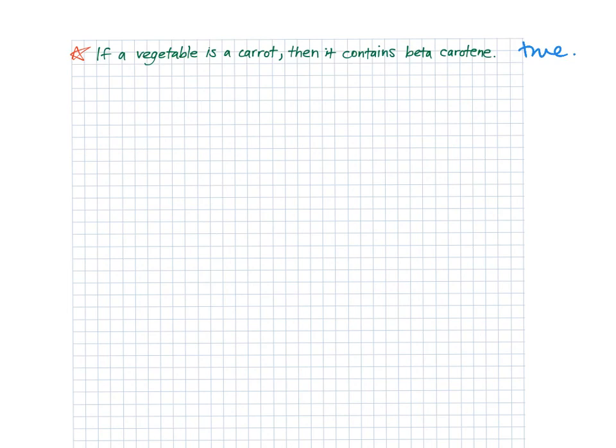Write the converse, the inverse, and the contrapositive, and then give its truth value. And if it's false, give a counterexample. So you may need to Google what other vegetables have beta-carotene in it, because that's what I'm going to do after I press pause. So press pause, try these on your own, and then check back for the solution.